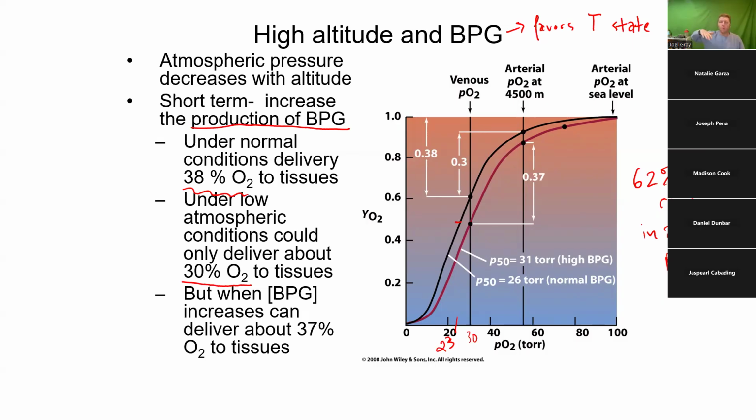Okay, so when you're in Denver, hemoglobin in your body can't get to 100% saturation or very close to that. Instead, it gets to approximately 92% saturated.